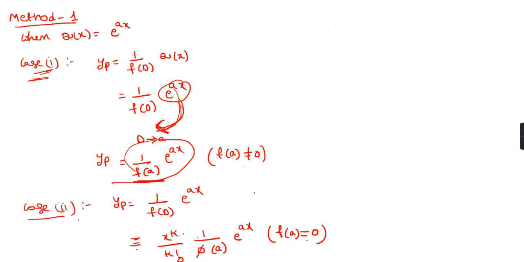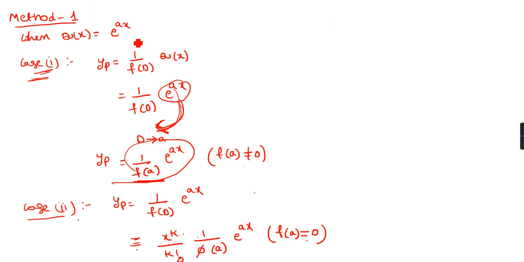Now in this session we learn how to find the particular integral. When q of x is given, we can find the particular integral. Here we have different methods. The first method is when q of x is in exponential form, which is e power ax.